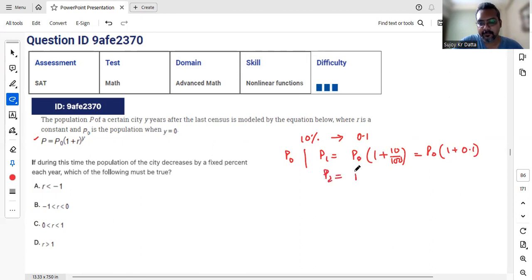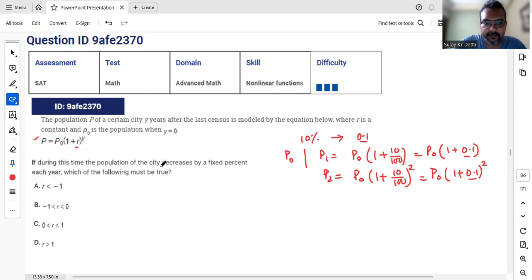P2 would then be P0 times (1 plus 10 over 100) squared, because that's 2 years, right? Y years after, so 2 years after it would be squared. So that would be P0 times (1 plus 0.1) whole squared. So if you look at this, this is your r. If it were 40%, it would be 0.4. If it were 50%, it would be 0.5 and so on.